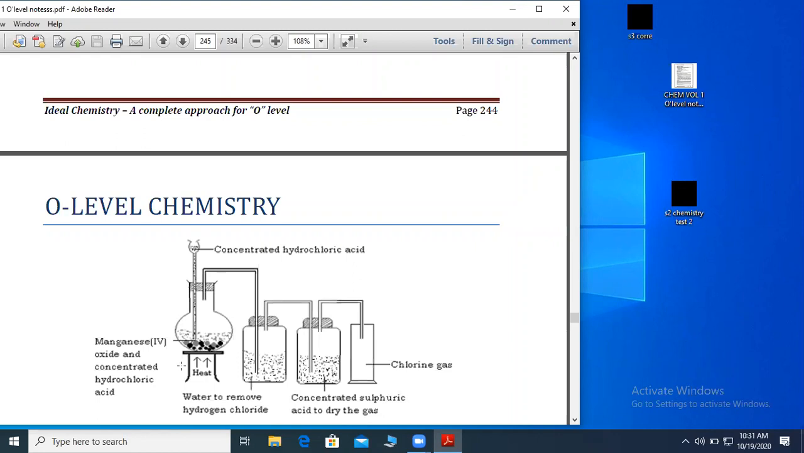Now, chlorine gas, when we are preparing it, just like carbon dioxide, since we are using hydrochloric acid, we must purify the chlorine gas by passing it through water. Why do we pass it through water? We pass it through water to remove the fumes of hydrogen chloride. So take note of that. Chlorine must be passed through what? Water.